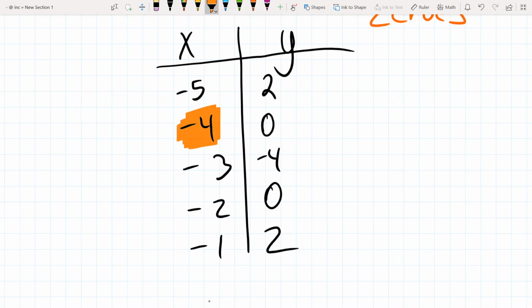Here, when x is -4, y is 0, so when x is -4, that is one of the solutions. And here is the other one, when x is -2. So you could write x equals -4 is one solution, x equals -2 is the other solution. So when you're given the table, it's quite easy.